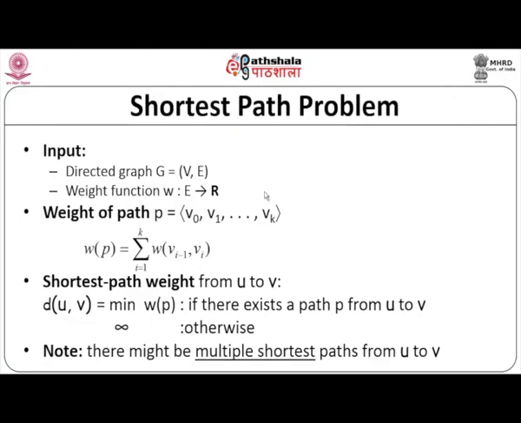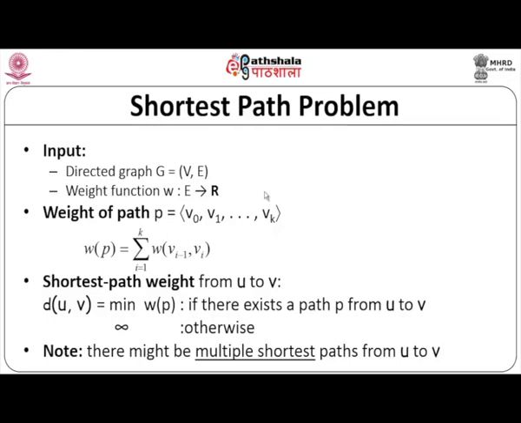Now, that is the notation of shortest path. Now, let us look at the shortest path problem. So, the input obviously is a directed graph consisting of vertices and edges, V and E, and you have a weight function that is associated with the edge e. So, the weight of a path is nothing but, for a list of vertices v 0, v 1 to v k, the weight of the path is the sum from i equal to 1 to k of w(v i minus 1, v i), that is the edge weight between v i minus 1 and v i in that particular path.